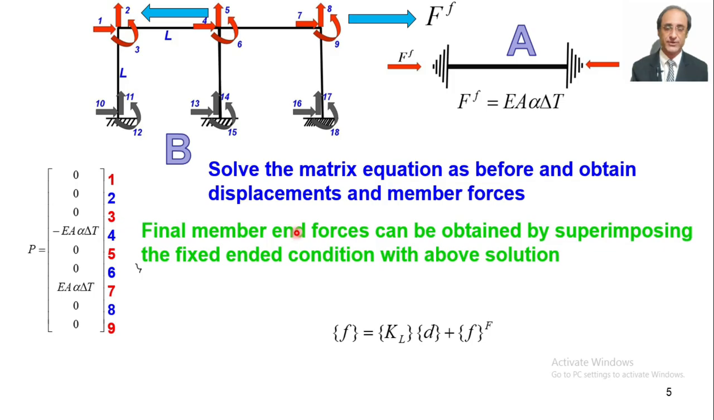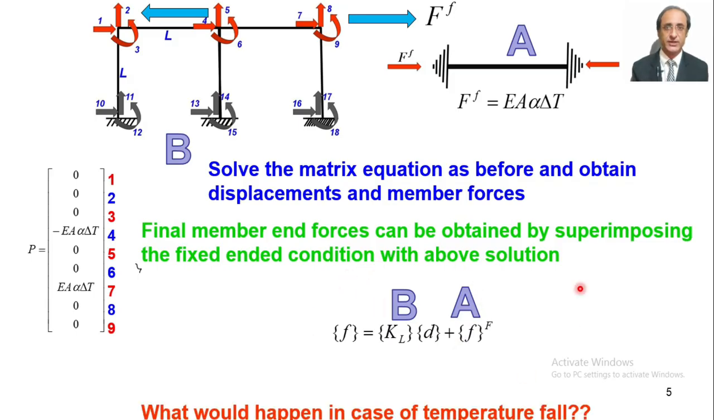Once we have done that, the final member forces can be obtained by superimposing structure B's results with those of structure A. So structure A's results are known. It only has the axial force, for example here the compressive force of EA alpha delta T, so that has to be superimposed with whatever forces we get from the analysis of structure B. After we have completed this process, we get the final results.